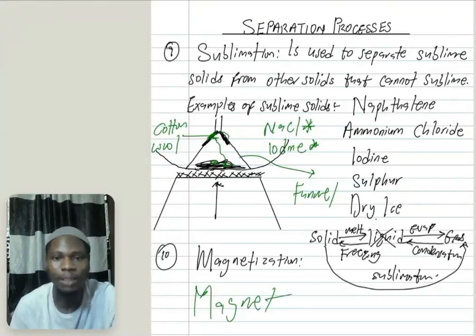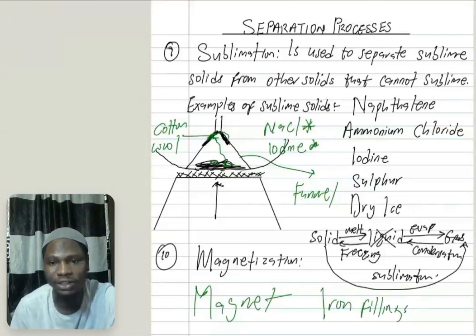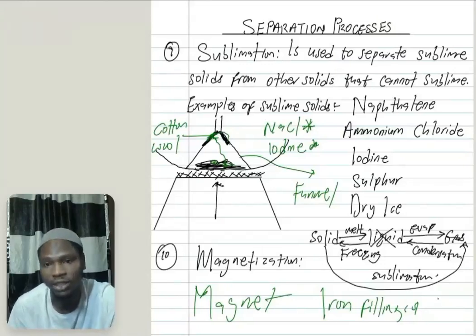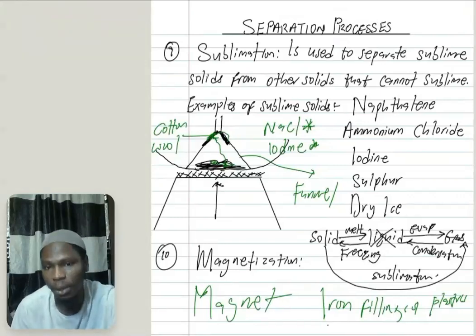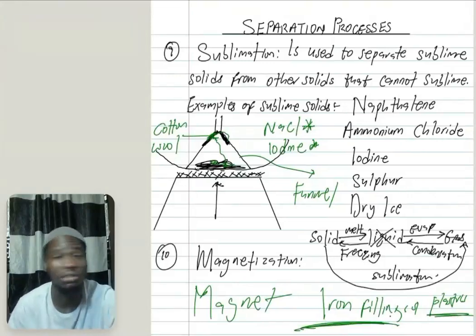So how can I separate iron filings and any other solid material, let me say, plastic? What we use is magnetization, because magnets can attract iron filings but cannot attract plastics. So we use magnetization, and that's that for that.